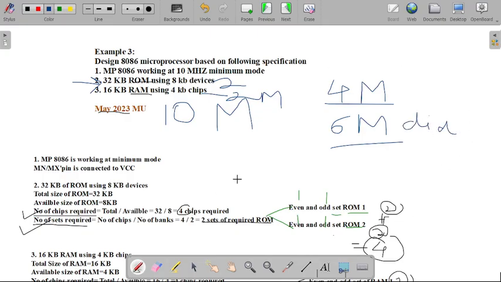So if you solve all this type of question in a good manner, then you will get 10 out of 10 in the exam.